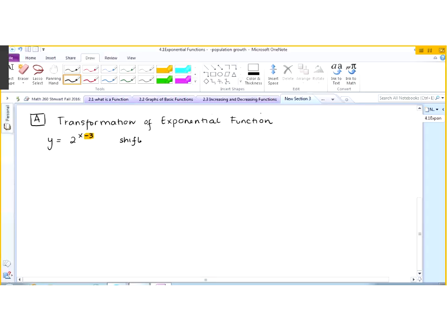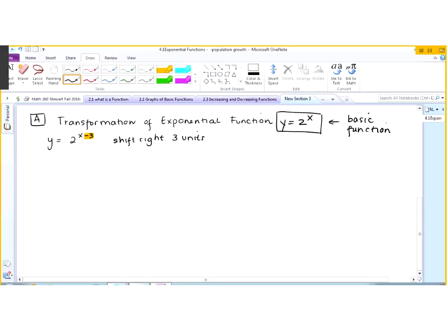So the basic graph is y equals 2 to the x. So let me write down. All of these graphs have the basic graph y equals 2 to the x, right? This is the basic function, or the basic graph. So what does the negative 3 do? Shift right, right? How many units? 3 units, yes.